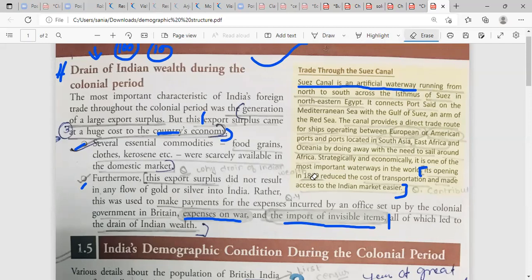It opened in 1869 and it reduced the cost of transportation and made access to the Indian market easier. Now people can easily access it, and you can have control over the market easily. Clear? Yes, ma'am. So write the hashtag Suez Canal and write two points. First, the Suez Canal is an artificial waterway, and second, its opening.